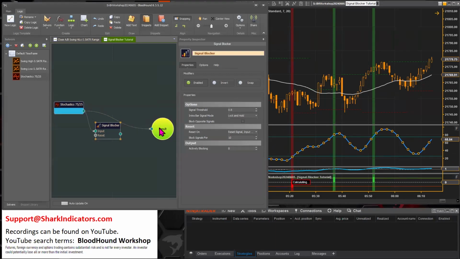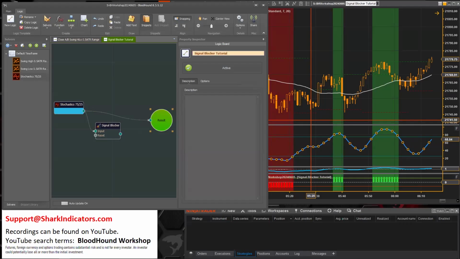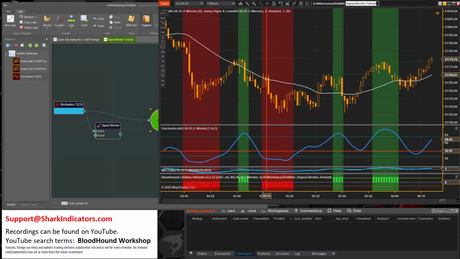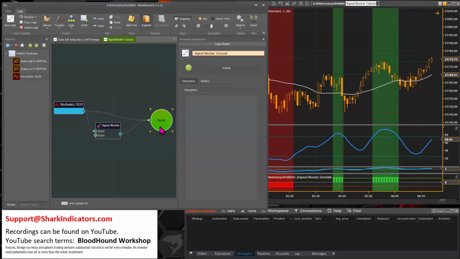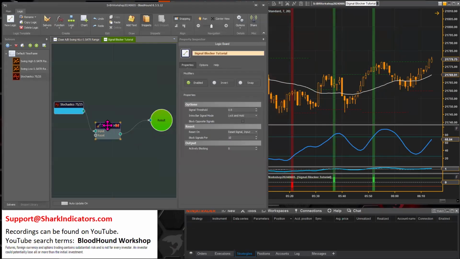Let's look at the input signals here. Yeah, so this was at least 11 bars there. So that tells me instead of 10, let's go to 15.